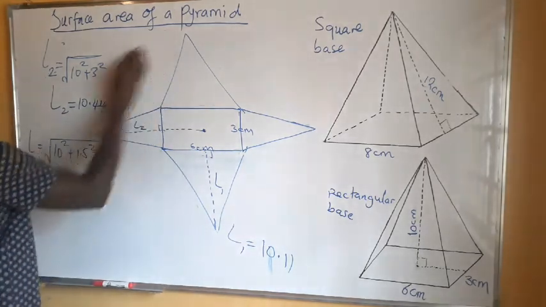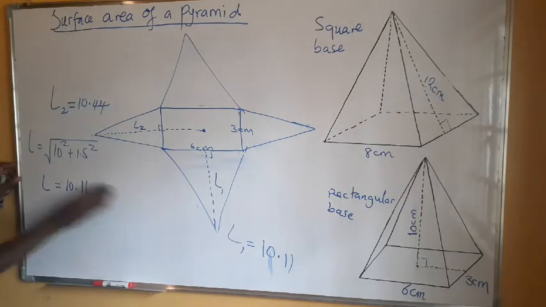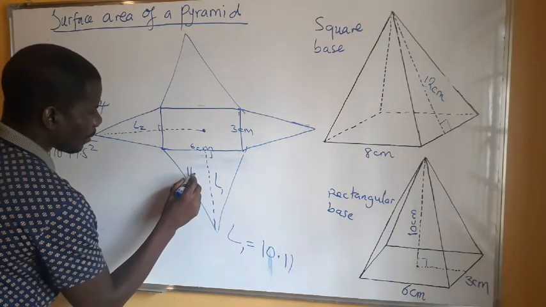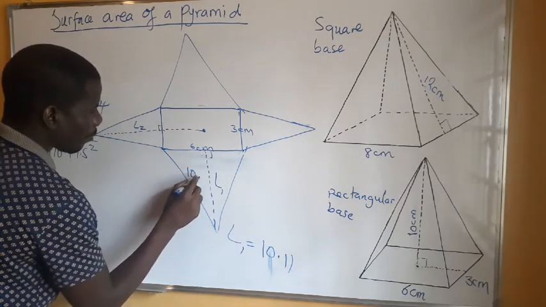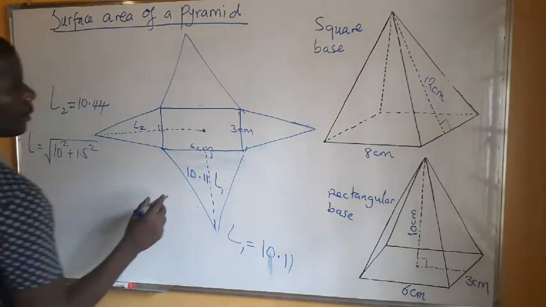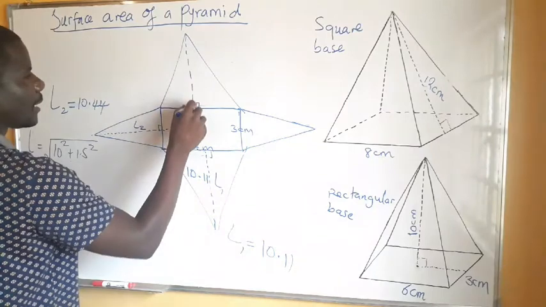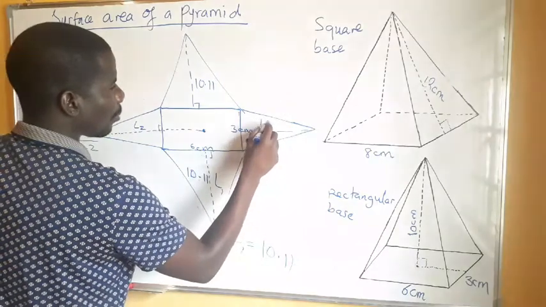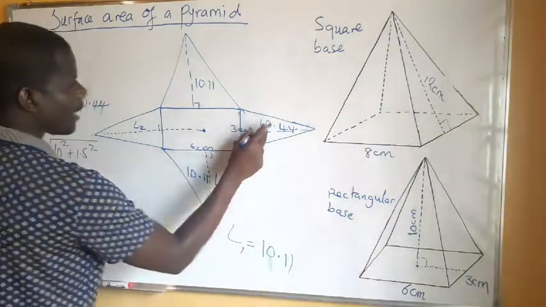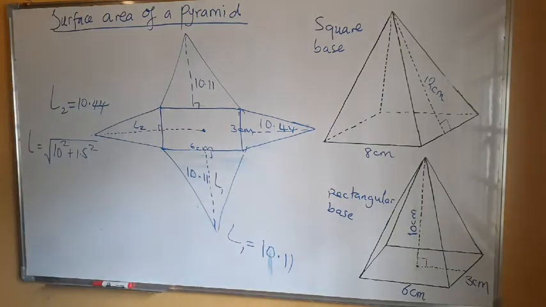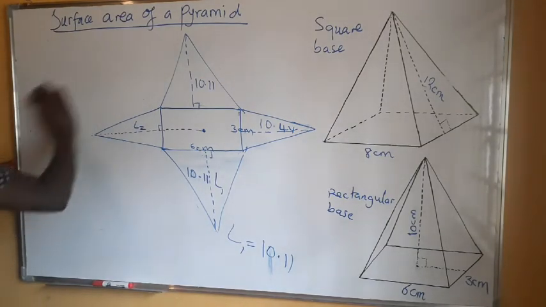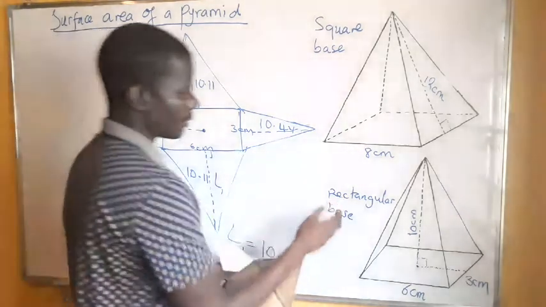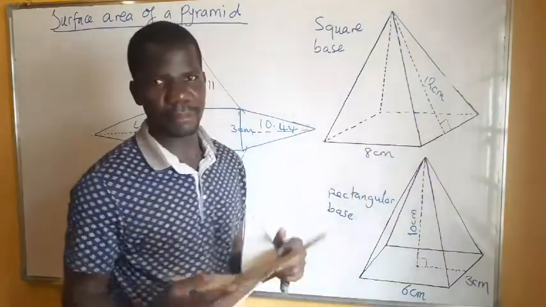So, now this is 10.11. Okay? Or maybe I can put it this side because they are the same. This is 10.11. Then this other one here is 10.44. It's the same as for this one. So now we go back to finding the total surface area of the pyramid. The total surface area of the pyramid that has a rectangular base, like what I've done here.